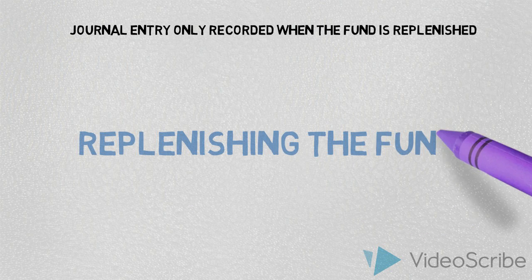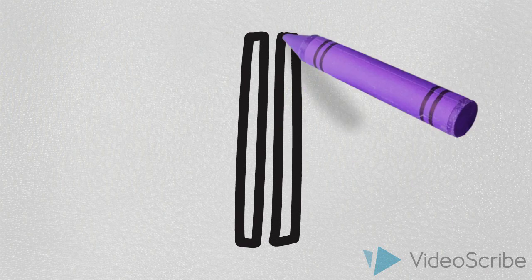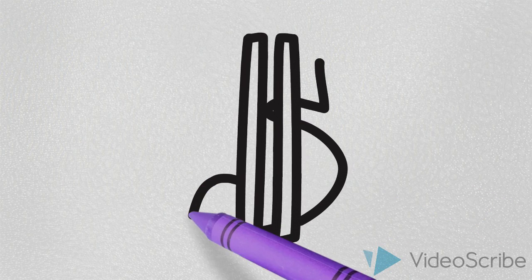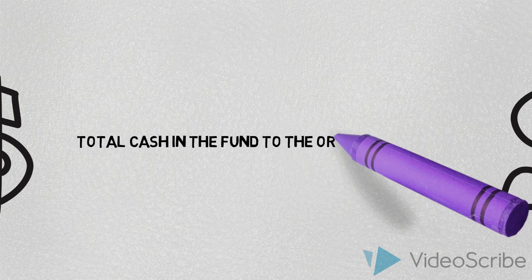Replenishing the fund. Once the cash decreases, the fund must be replenished. This is done by counting the money, ensuring that a check has been cashed to bring the total cash in the fund to its original balance.